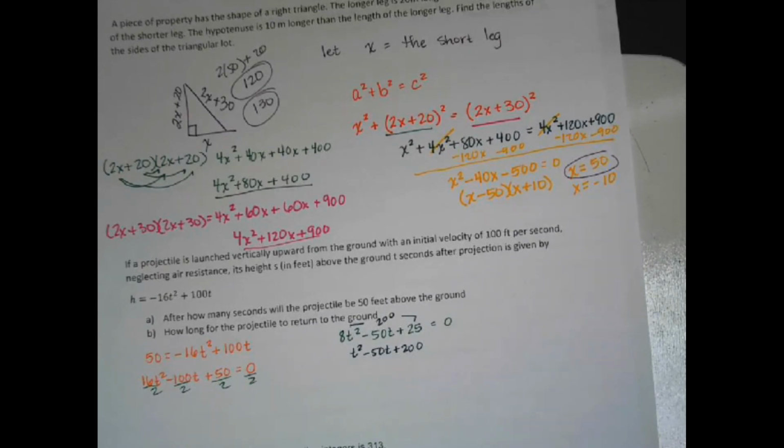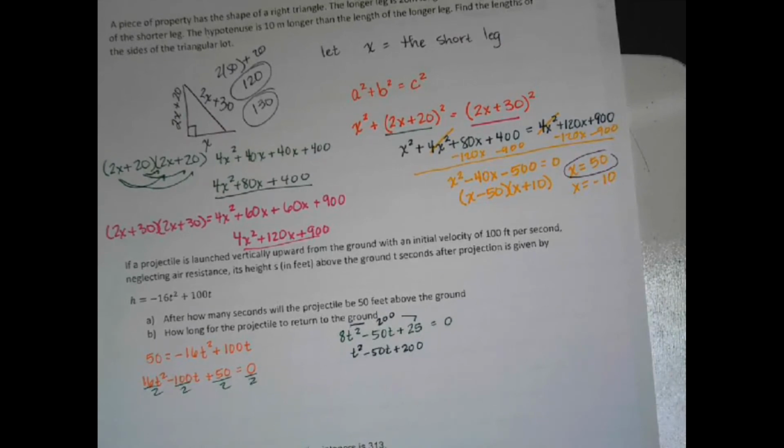No, I lied. It doesn't factor. Let's use the quadratic formula. If you can't factor it or you can't think of the factors, are there any factors of 200 that combine to give you 50? Let's see, 40 and 5, no. 20 and 10, I don't think so. So we'll use the quadratic formula. Everybody know it?